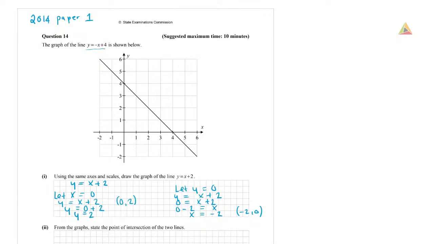So you have your 2 points. So let's plot them on the graph now. So the point 0, 2. So 0 on the x-axis is here and 2 on the y-axis is up here. So this is going to be your first point.